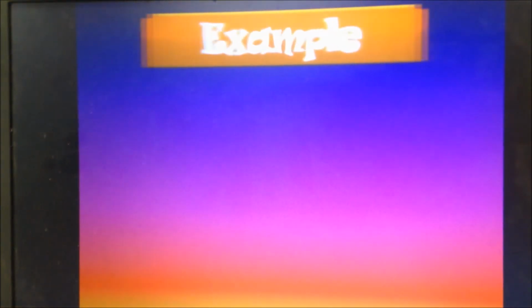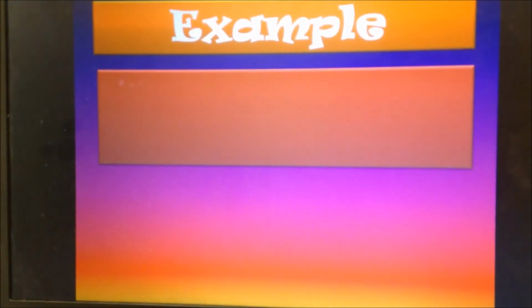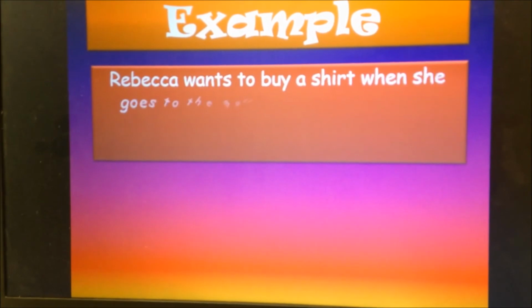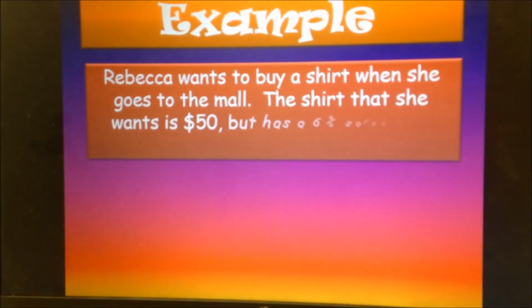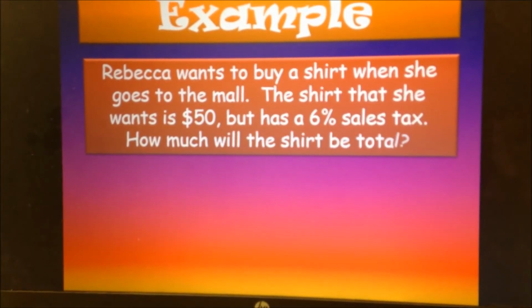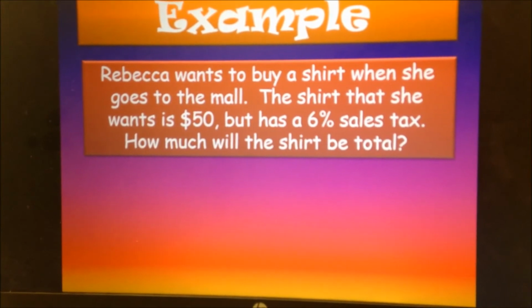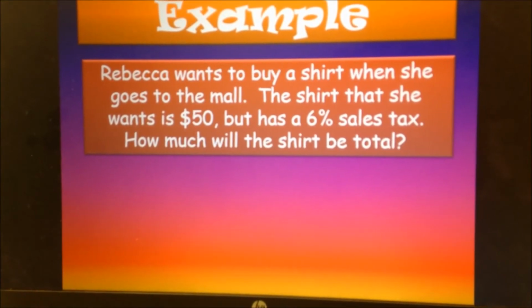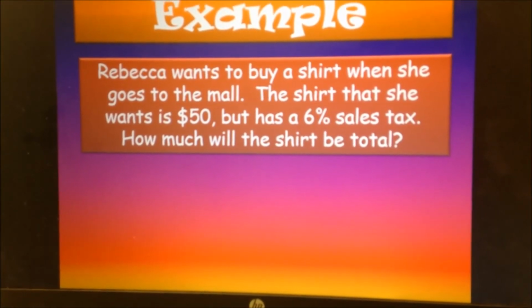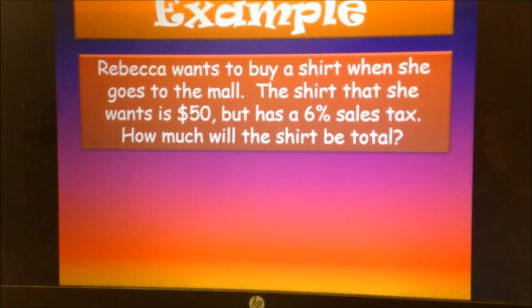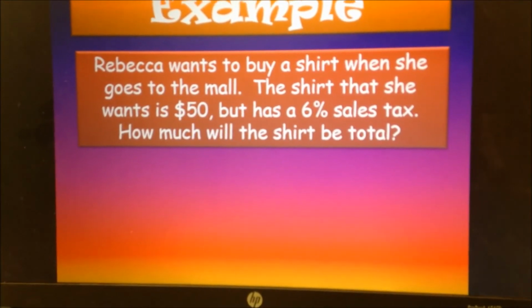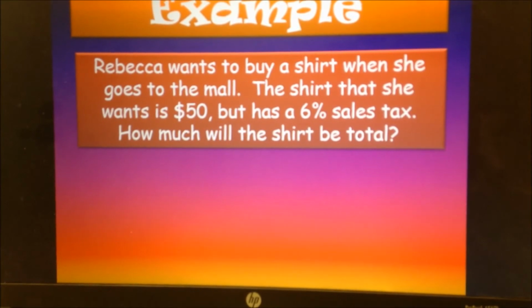The next example that we're going to do is about sales tax. It says Rebecca wants to buy a shirt when she goes to the mall. The shirt that she wants is $50 but has a 6% sales tax. How much will the shirt be total? So I'm going to do my same steps. I'm going to change my 6% into a decimal, which would be 0.06.